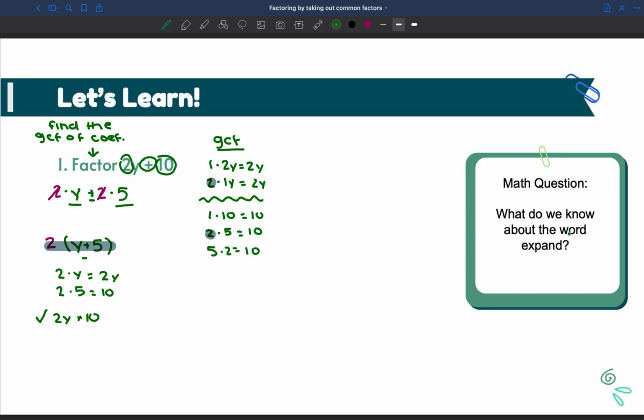So looking over here on the right-hand side, we have a math question. What do we know about the word expand? Well, we know that expand means that we need to multiply each term by the expression outside of the parentheses.